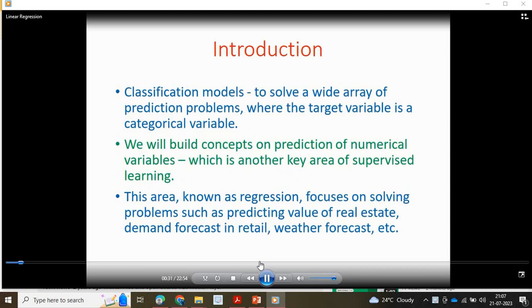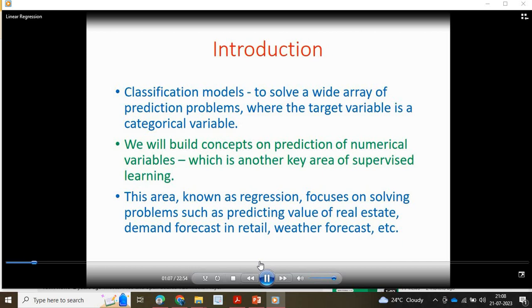Generally, supervised learning algorithms contain two types. One is the classification model, another one is the prediction model. Classification models solve a wide variety of prediction problems where the target value is a categorical value. We will build concepts on prediction of numerical values, which is another key area of supervised learning. In prediction of numerical variables, the target value will be a numerical variable.